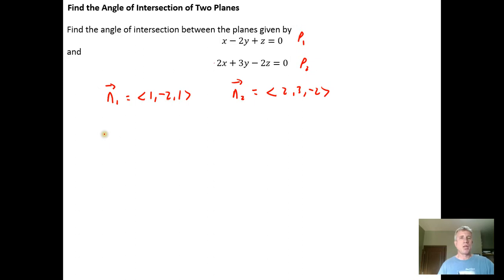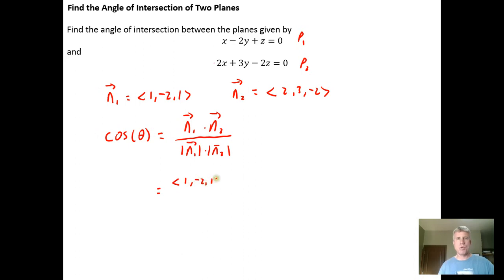What we can do then, if we want to find that angle, is recognize that the cosine of theta is going to equal the dot product of n1 and n2 divided by the size of n1 times the size of n sub 2. Then we could go ahead and work out the pieces here. The dot product is going to be 1, -2, 1 dotted with the other vector 2, 3, -2.